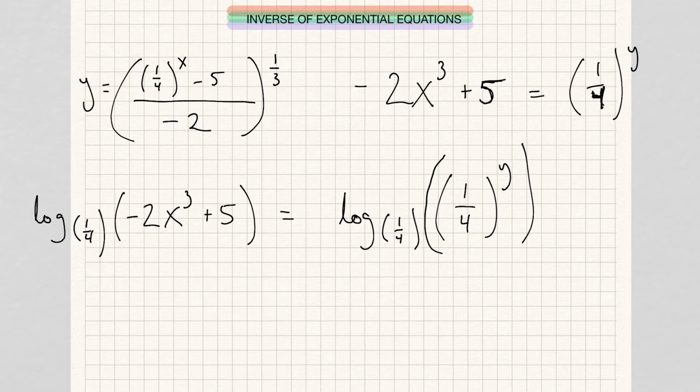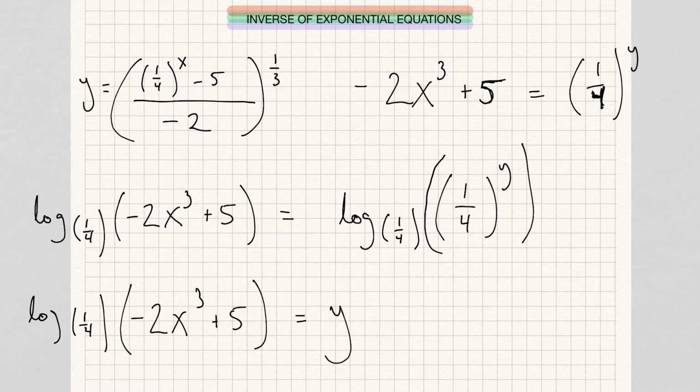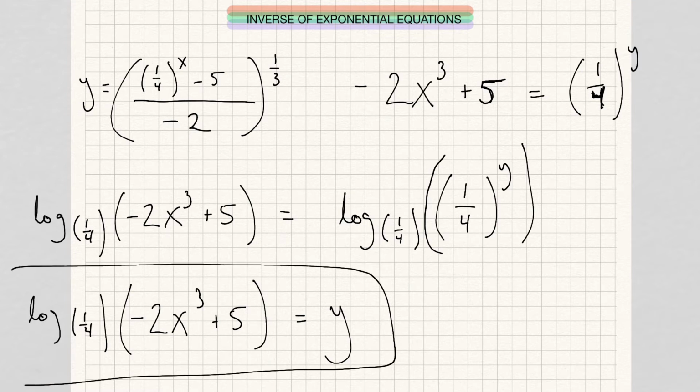So now we have log base 1/4 of negative 2x cubed plus 5. We're going to say that equals y. And that's our answer. Okay, this is the inverse. We just inverted.